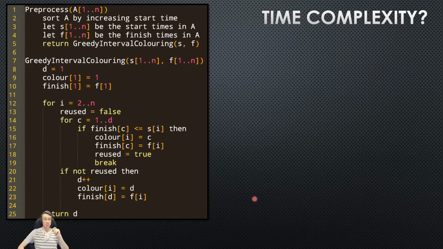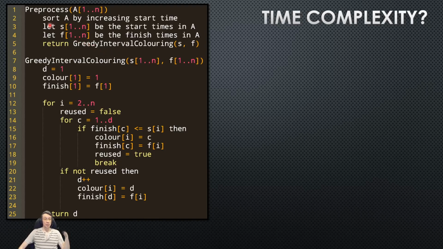Okay, so we must use D colors. Okay, so that's the optimality proof. I didn't do the feasibility proof. I sort of talked through it intuitively when I described how the algorithm works. So you could do the feasibility proof as an exercise: prove that no two intervals that overlap receive the same color.